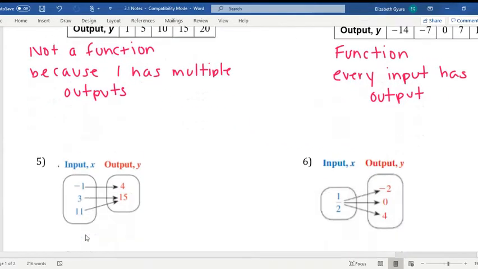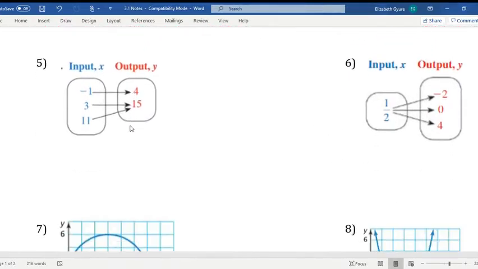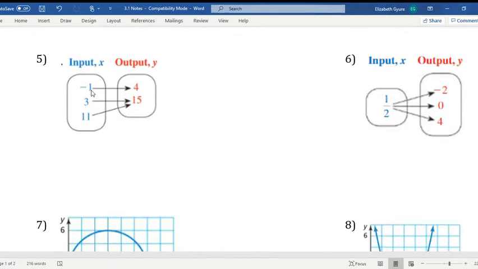All right, number 5. This one is, again, a little bit different. This is kind of done as what we call a flow chart, okay? So here your inputs or your x's are in this first circle. So our inputs are -1, 3, and 11. Our outputs are 4 and 15. Now something you might notice, aren't there 3 inputs but only 2 outputs? So with these, you got to pay attention to the arrows. This is saying if you plug in -1, 4 is going to come out. This is saying if you plug in 3, 15 is going to come out. And if you plug in 11, 15 is going to come out.